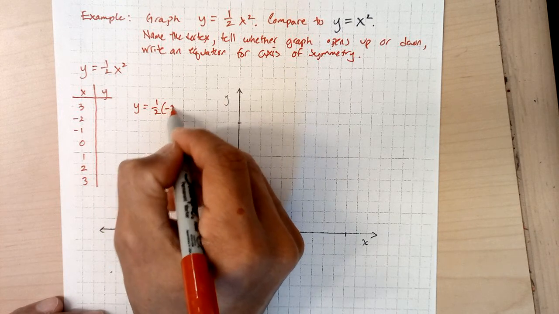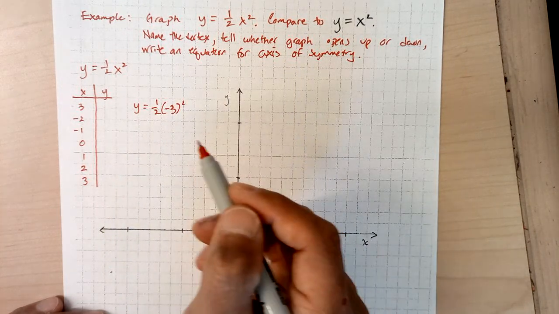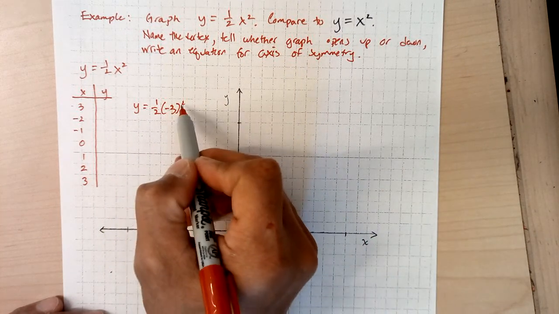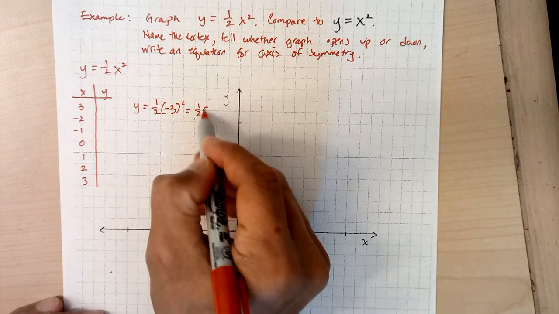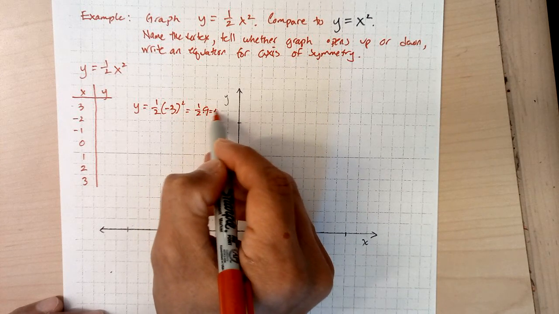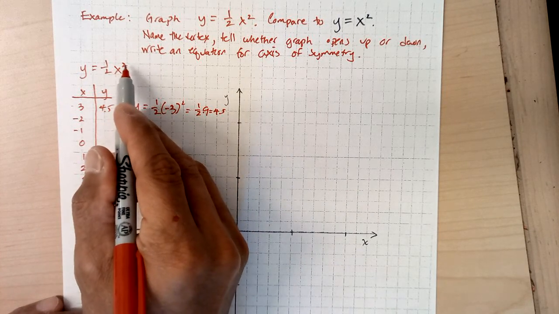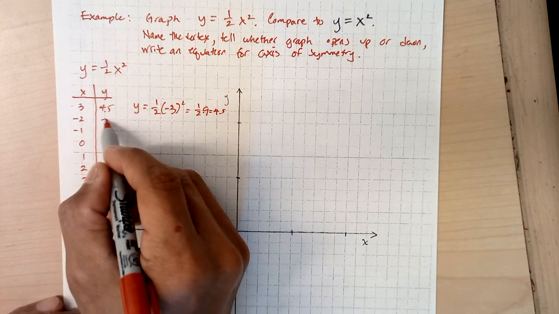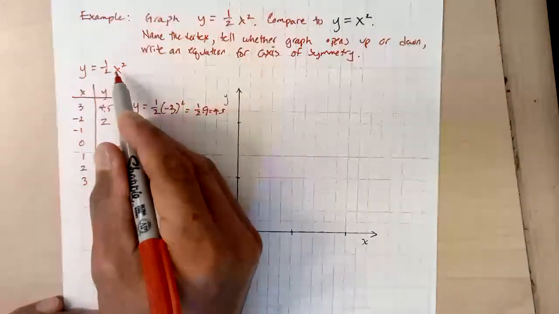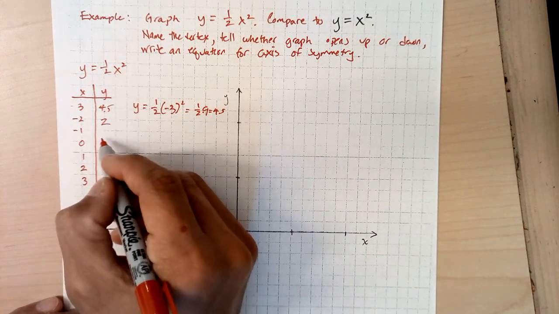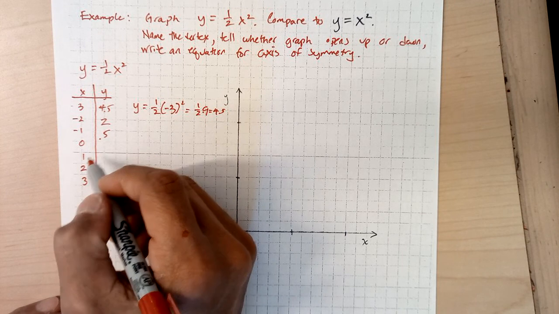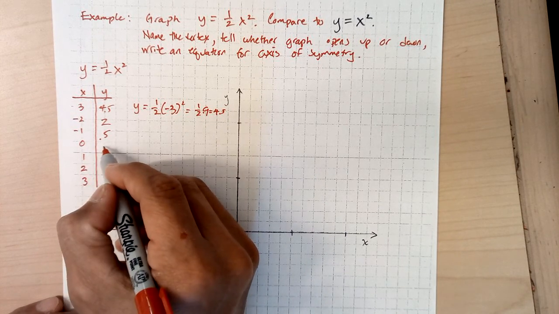1/2 times -3 squared. As always, exponents come before multiplication. -3 squared is 9. Half of 9 is 4.5. So 4.5. -2 squared is 4. Half of that is 2. -1 squared is 1. Half of that is 1/2 or 0.5. 0 squared is 0. Half of 0 is 0.